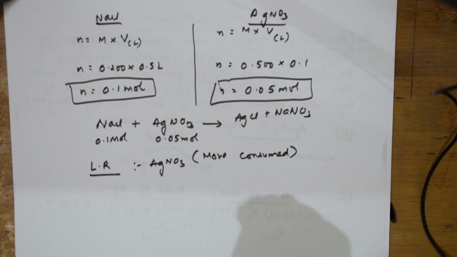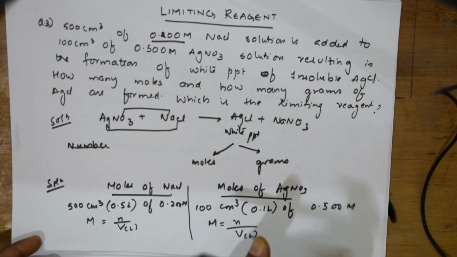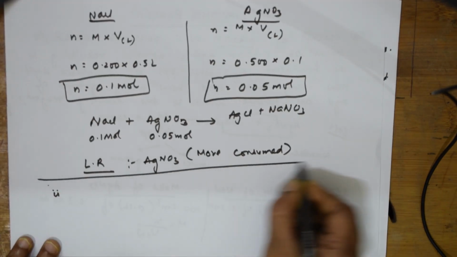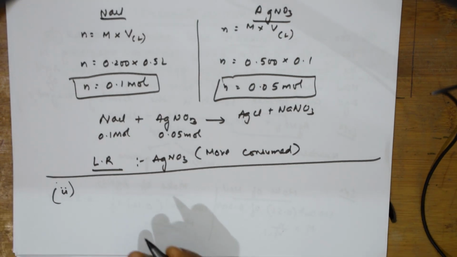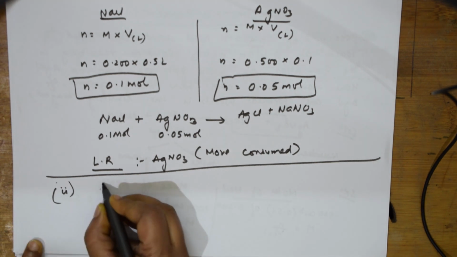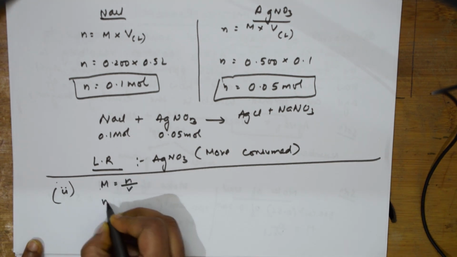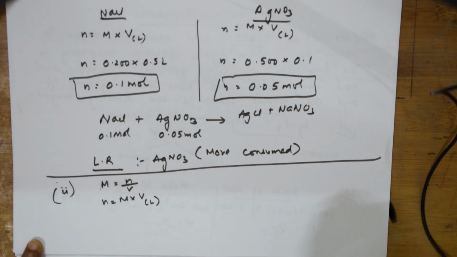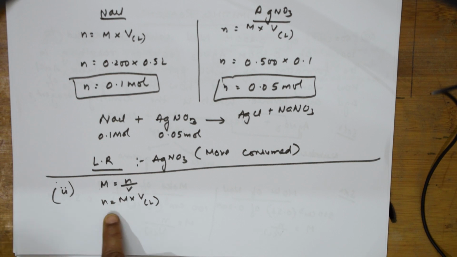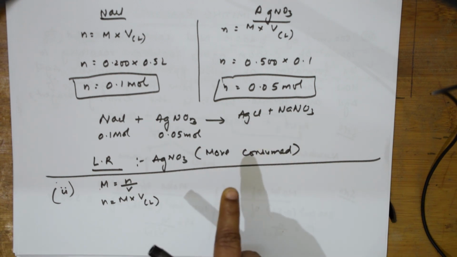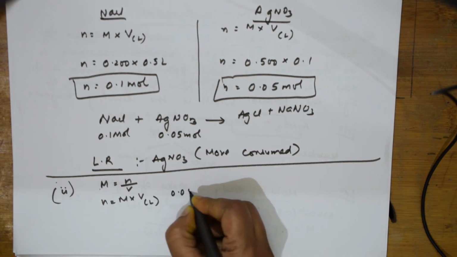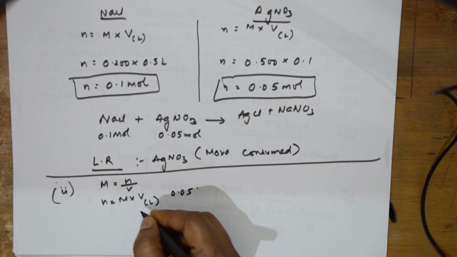So the first part is over. I need to do the second one. They've asked me to find the moles and grams of AgCl. Again we have the same formula: molarity is equal to N by V, so N is equal to molarity into liters. Easily you can do this, isn't it? So the number of moles I can find from here. How much did I get? I've got 0.05 mole of AgCl, isn't it?